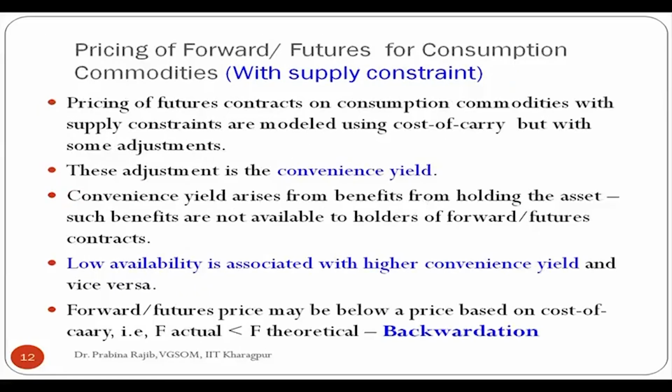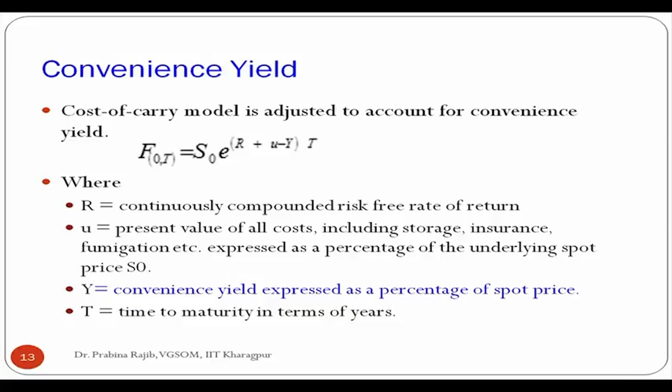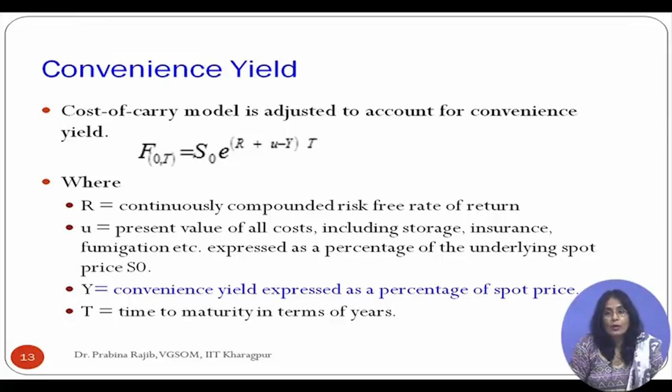Now let's go to the model. What is a convenience yield? When we make some adjustment to the cost of carry model, we calculate the convenience yield. If you see the formula mentioned here, F0t in real life is less than your S0. So when we equate this, we bring in a concept called y. You see S0 into e to the power (r plus u minus y) into t. So this y is nothing but your convenience yield. Convenience yield is expressed as a percentage of spot price.